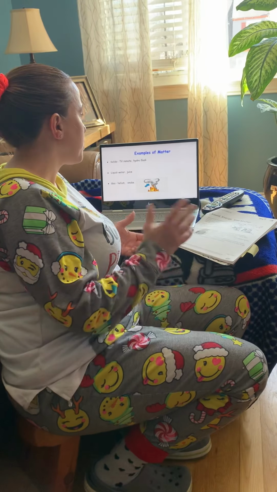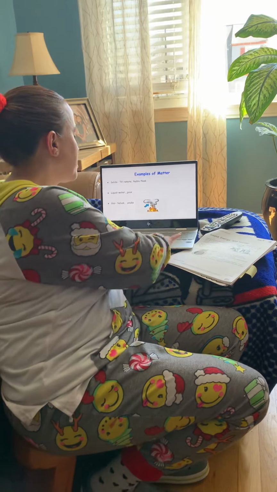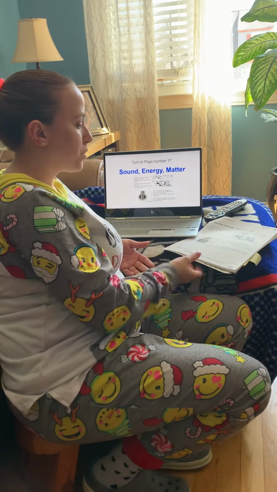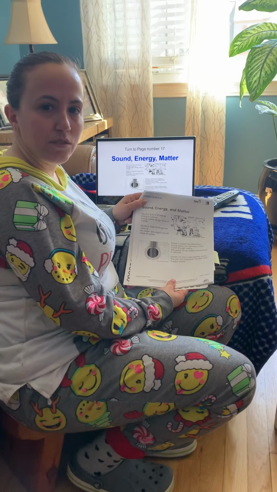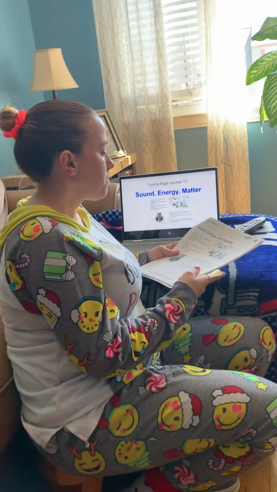All right, so we went over all of the vocabulary words that you're going to see in the story. So Ms. DeMatos is going to get ready to read the story to you. So turn to page number 17, and we're going to read sound, energy, and matter. All right, here we go, boys and girls, get ready.